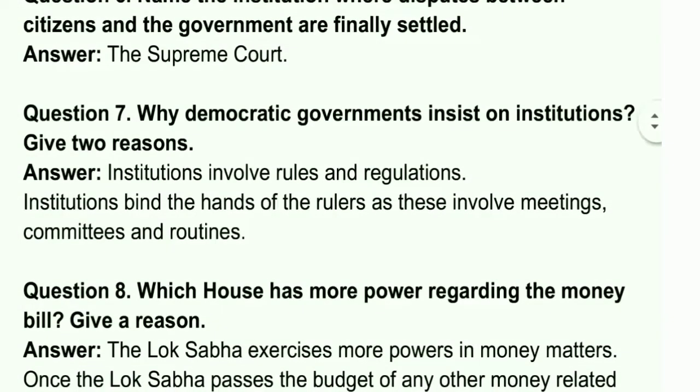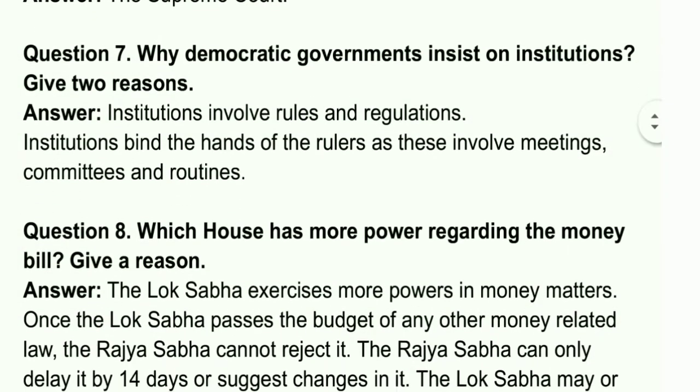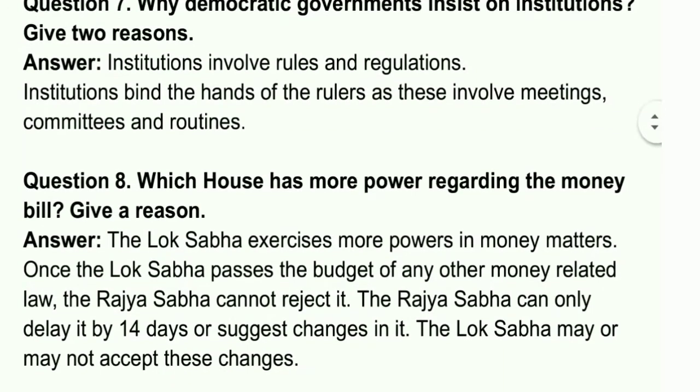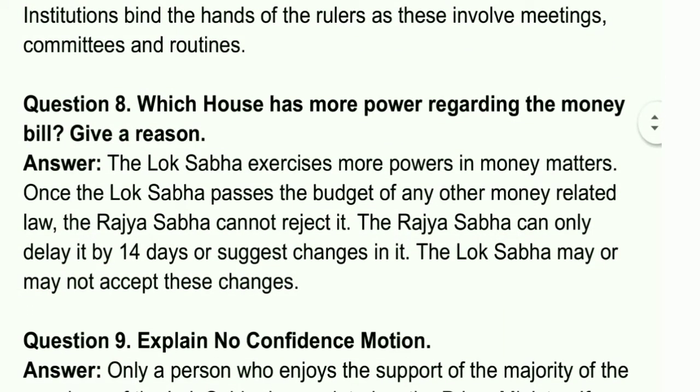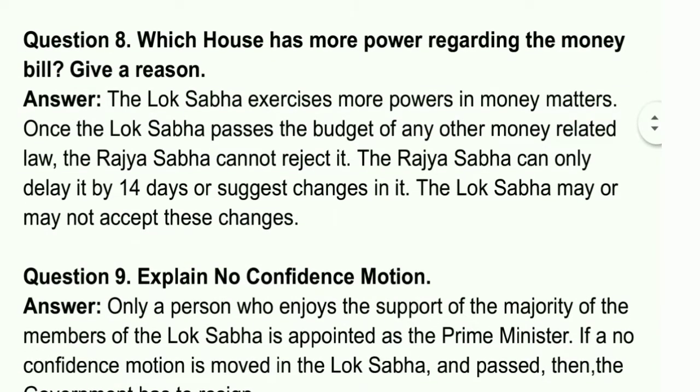Next question, which house has more power regarding the money bill? Give a reason. Answer, the Lok Sabha exercises more power in money matters. Once the Lok Sabha passes the budget or any other money related law, the Rajya Sabha cannot reject it. The Rajya Sabha can only delay it by 14 days or suggest changes in it. The Lok Sabha may or may not accept these changes.